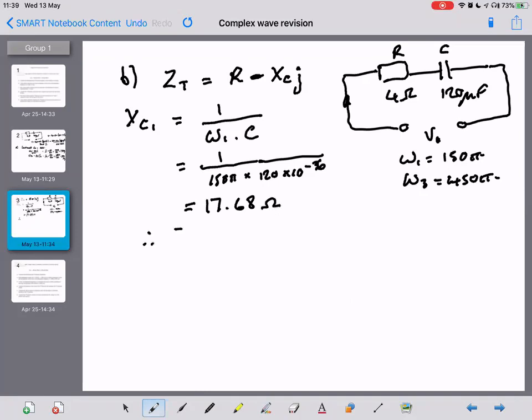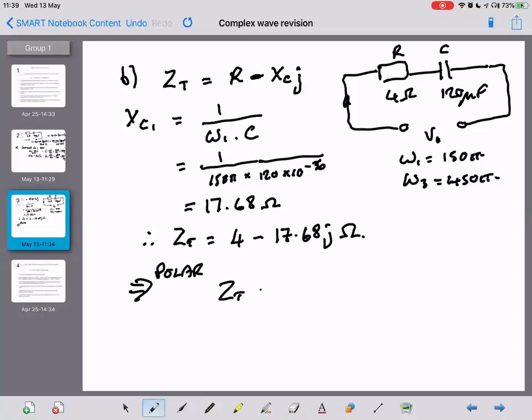Therefore, the total impedance is 4 minus 17.68 j ohms. And then we can convert that to polar. If you do that, you should get the answer that was in the question. Calculator in radians, remember?